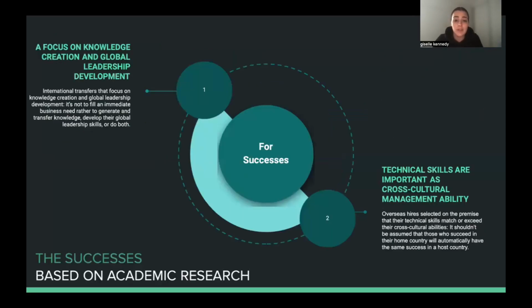On the contrary, companies that manage to support their international hires really effectively recognize 2 top things. Firstly, that international transfers focus on knowledge creation and global leadership development. It's not to fill an immediate business gap, but rather to generate and transfer knowledge and develop their global leadership skills, or do both at the same time. And secondly, that overseas hires should be selected on the premise that their technical skills actually match or exceed their cross-cultural abilities, which means it shouldn't be automatically assumed that just because someone can perform really well in their home market, they can automatically do that in a foreign market without the proper support put in place.